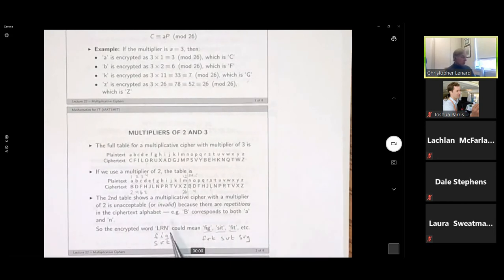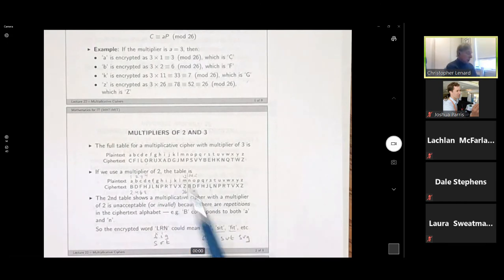So the problem with this is there are lots of different plain text words, only some of them are English, but there are lots of plain text possibilities that get encrypted to the same ciphertext, using a multiply by 2. And that is a real problem because the receiver really doesn't know which one was actually meant. So for that reason, we say that this is an invalid multiplier because this doubles up, or you've got repetitions.